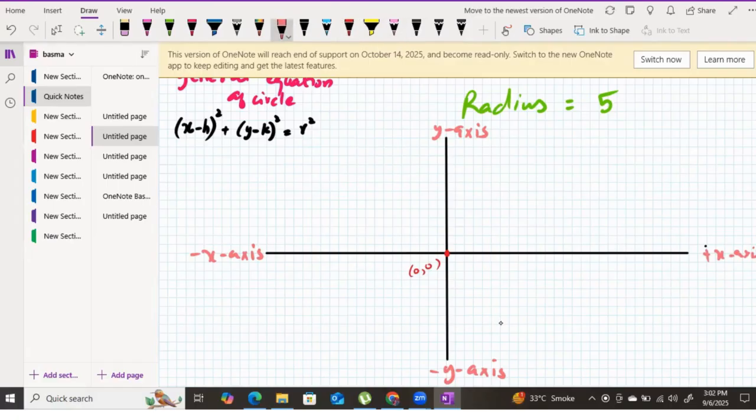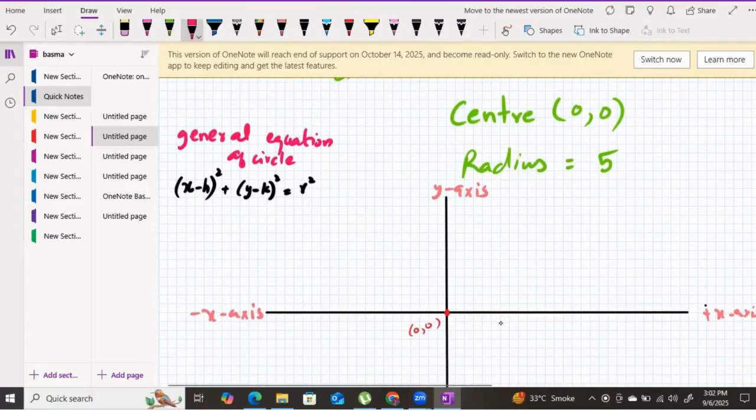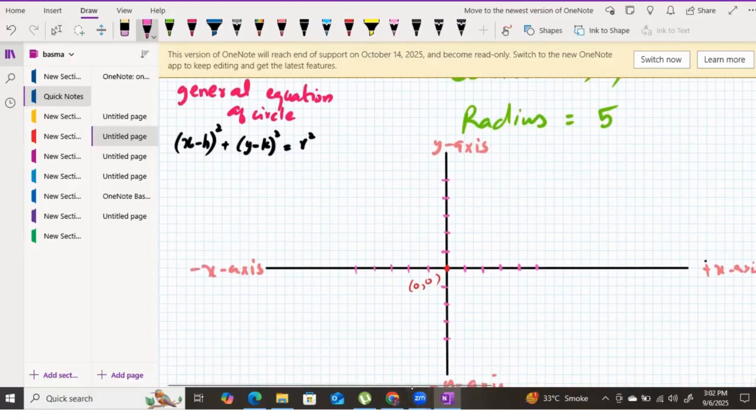And I'm just now going to plot them. So center is 0, 0. I plotted the center there. And the radius is 5. So you will be moving, let me just plot it with a gap of 2 blocks, since the blocks are quite short in length. So that's your 1, 2, 3, 4, 5, in each direction. So you can now join these points to make a circle.